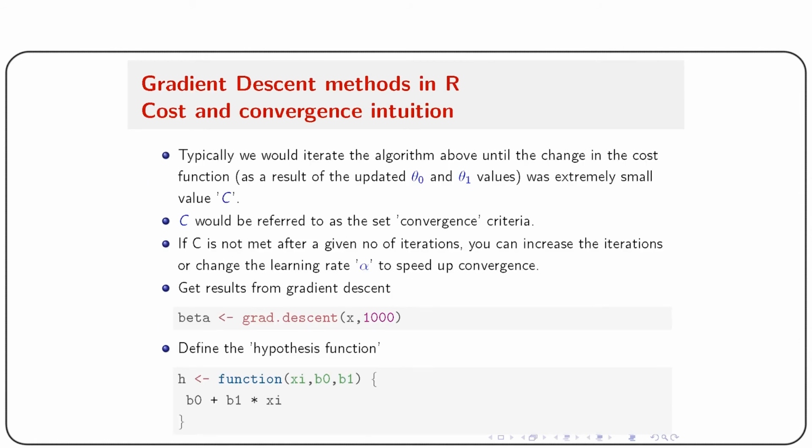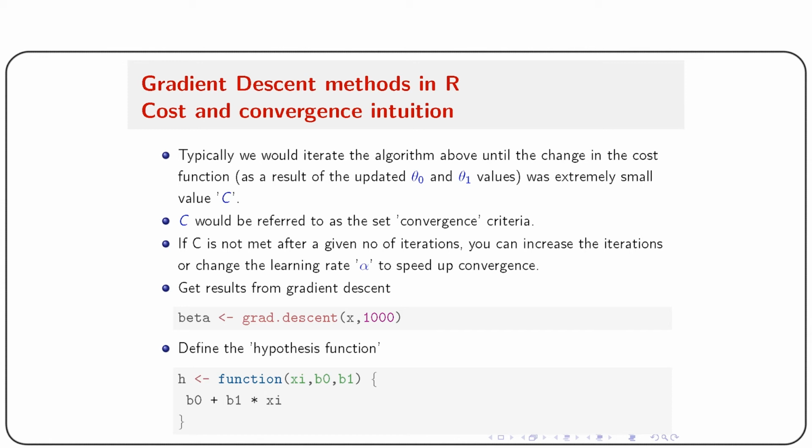So, gradient descent method in R: cost and convergence intuition. Typically we would iterate the algorithm above until the change in the cost function is an extremely small value c. So c would be referred to as the set convergence criteria. If c is not met after a given number of iterations, you can increase the iterations or change the learning rate alpha to speed up the convergence.